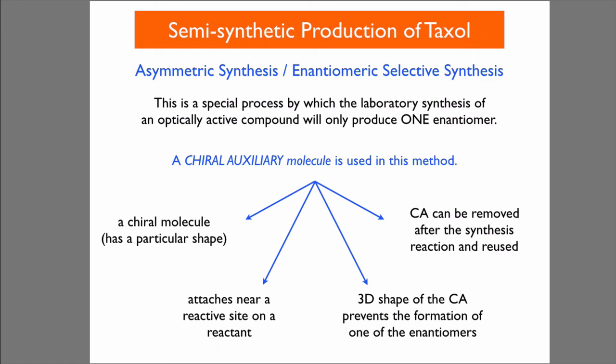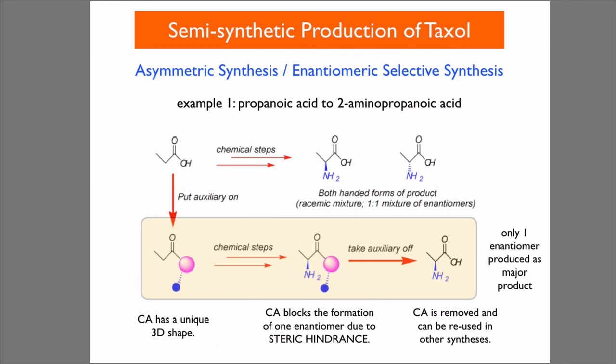So let's have a look in more detail at some asymmetric synthesis or enantiomeric selective synthesis. Propanoic acid to give 2-aminopropanoic acid. We have propanoic acid in the chiral steps. We could get a racemic mixture of 1:1 of the enantiomers here of 2-aminopropanoic acid. Okay, you can see here is the chiral center. Here, okay.